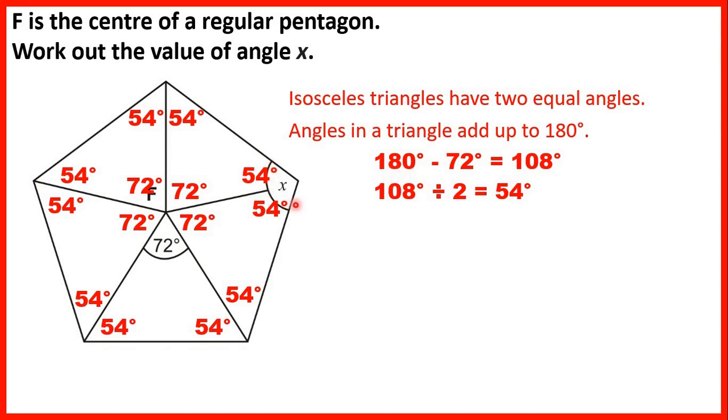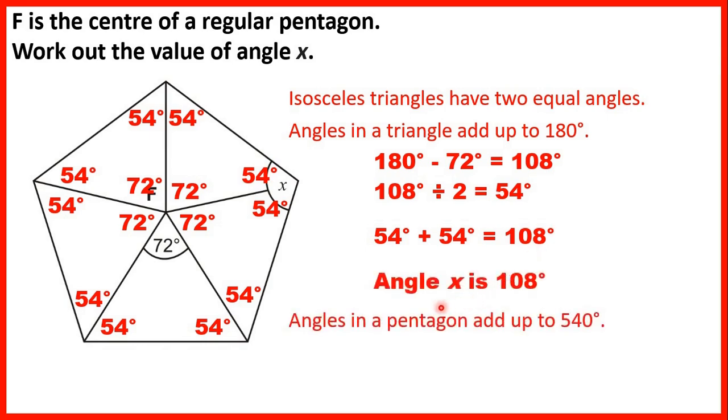So now for angle X, we can see that we have 54 here and another 54 here, so that's 108 degrees altogether. Now a much easier way of solving this question is to know that angles in a pentagon always add up to 540 degrees.